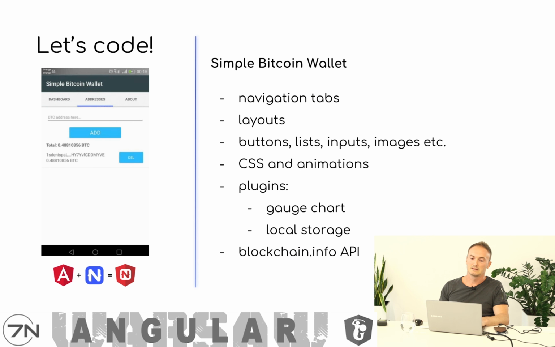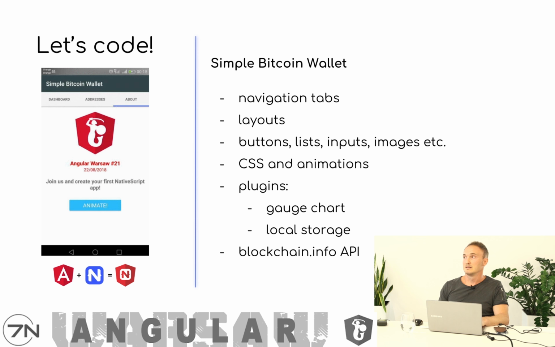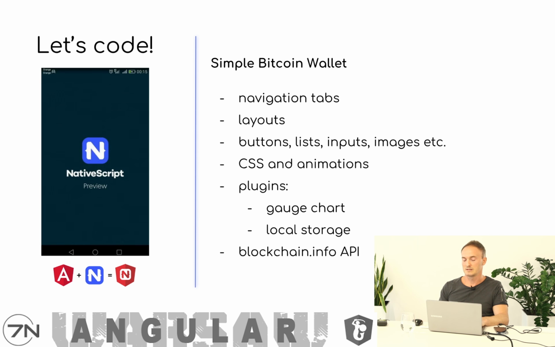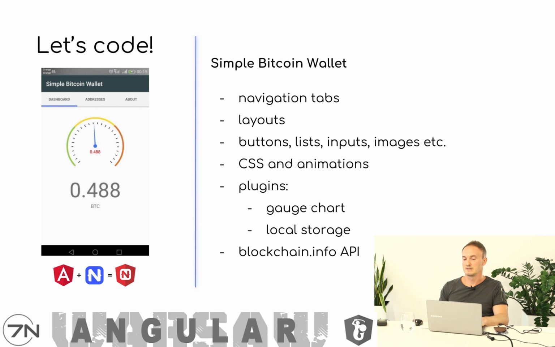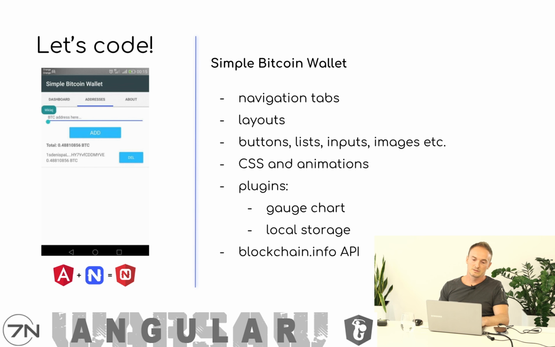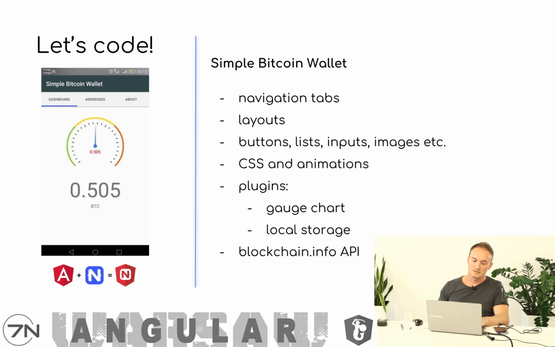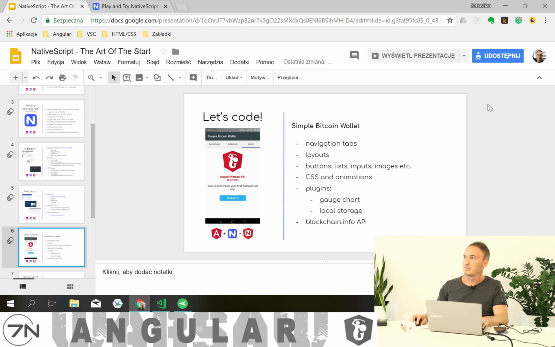Let's build our app. It will be a simple Bitcoin wallet. We'll use some common components like buttons, lists, inputs, images, and we'll check how CSS and animations work in NativeScript. We'll also use some plugins, a gauge chart and local storage to store our data on our devices. And we'll use the blockchain.info API to retrieve the balance for our Bitcoin addresses. So let's switch to the Playground.